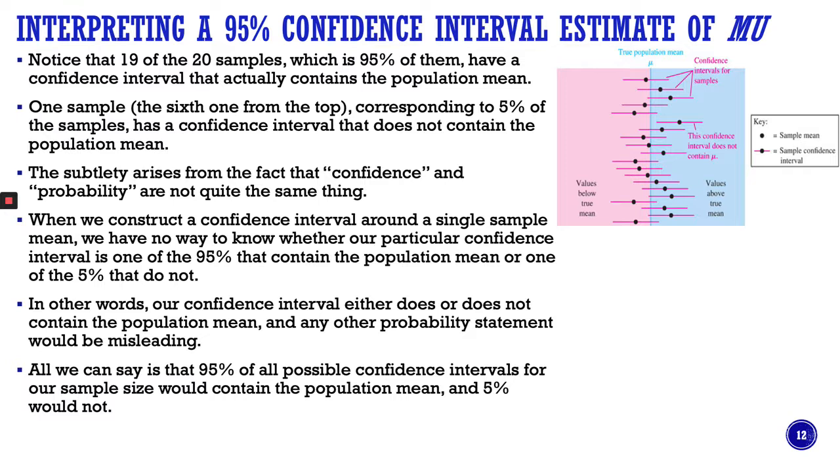When we construct a confidence interval around a single sample mean, we have no way to know whether our particular confidence interval is one of the 95% that contain the population mean or one of the 5% that do not. In other words, our confidence interval either does or does not contain the population mean, and any other probability statement would be misleading. All we can say is that 95% of all possible confidence intervals for our sample size would contain the population mean, and 5% would not.